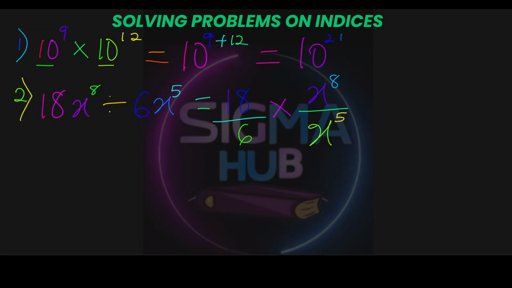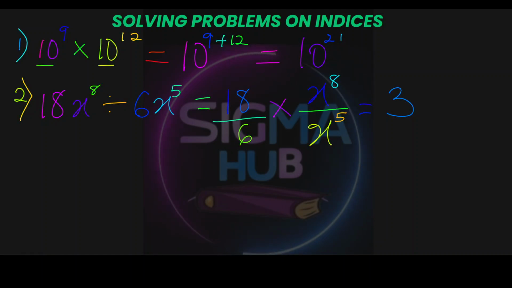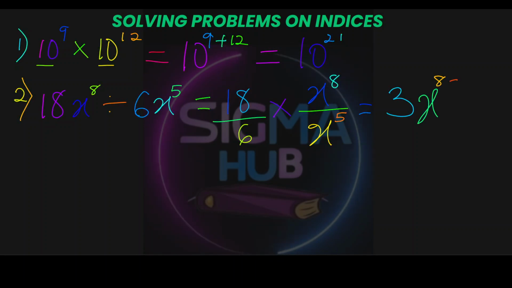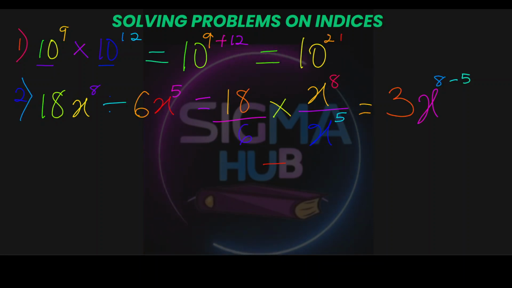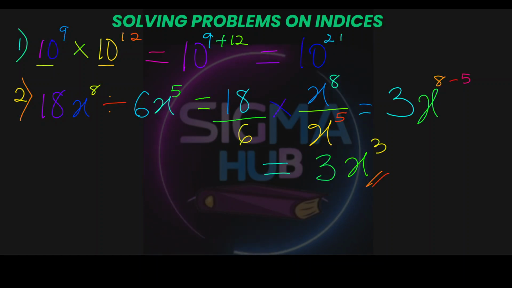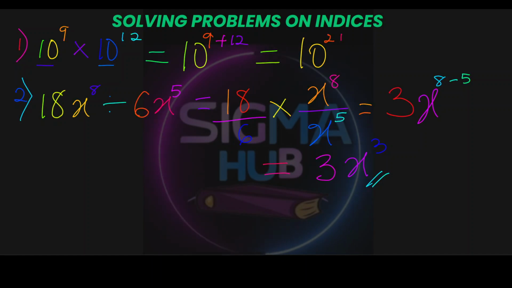So in a situation like this, 18 over 6 is 3. Since it is division of the same base, that means I'm going to be subtracting the powers. Then we're having 3x raised to the power of 8 minus 5. So the final answer is 3x raised to the power of 3. And that's how you go about this. Very simple.